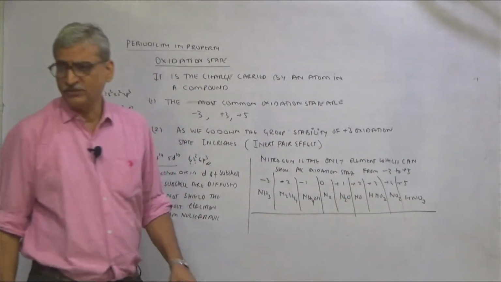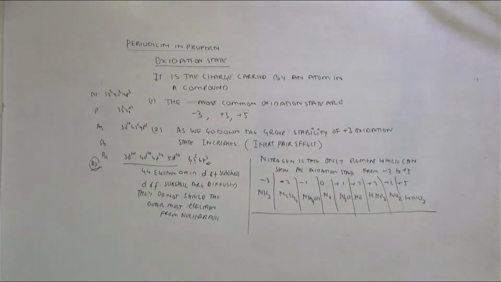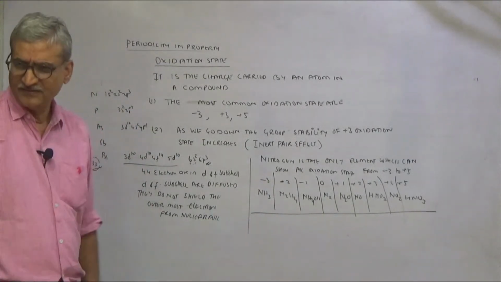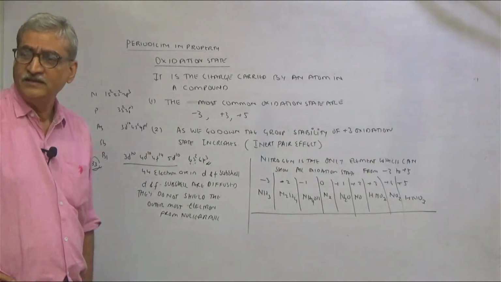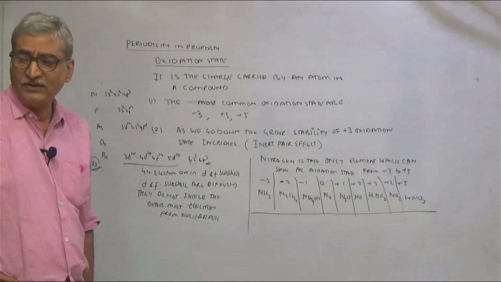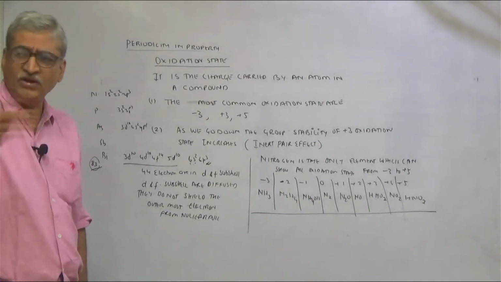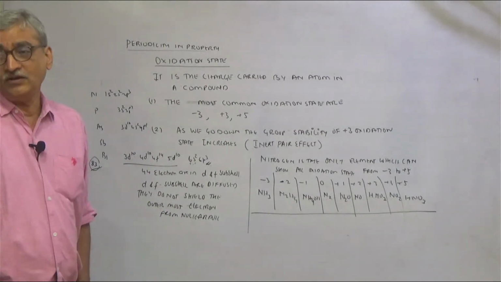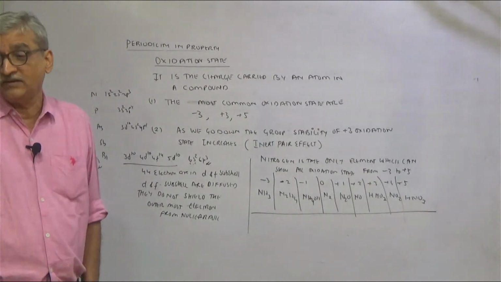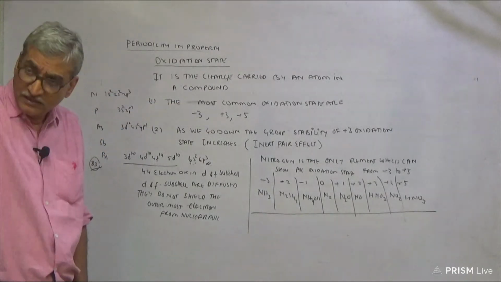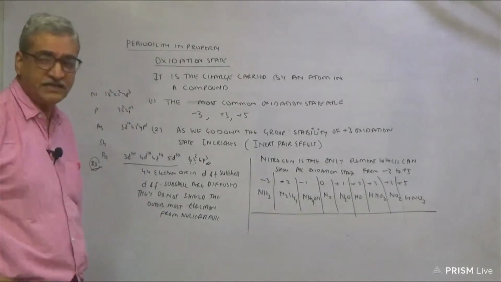So this is an MCQ that they can ask. In group 15, among the following, nitrogen, phosphorus, arsenic, antimony, which exhibits compounds in all oxidation states? You will wonder what all of them means. All oxidation states is -3 to +5. So this is another MCQ.